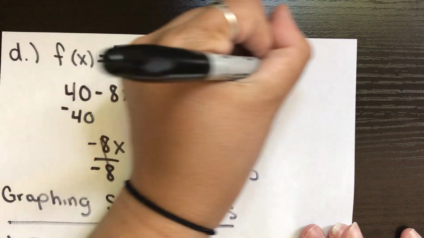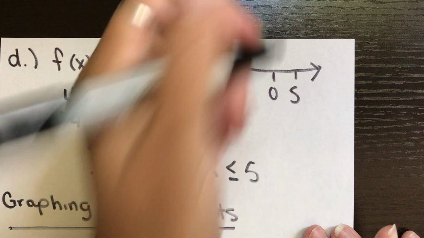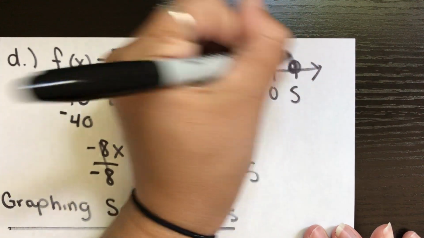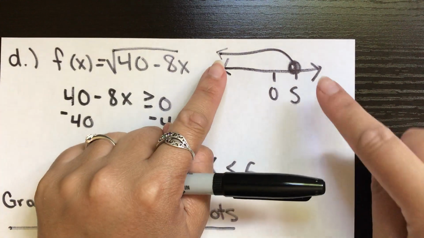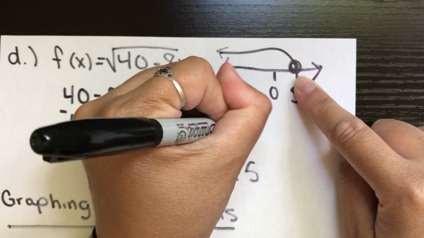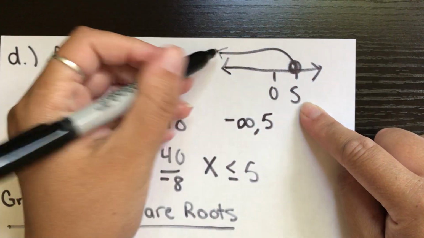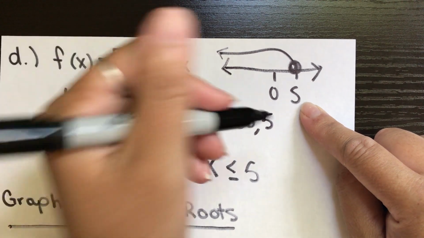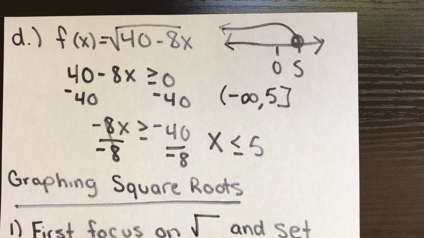I'm going to make a little number line over here. I'm going to put my 0 and I'm just going to put 5 in. I have a solid circle on 5 and I want less than, so I'm going to the left. I take my 2 fingers, left and right. My left finger is on negative infinity. My right finger is on 5. Negative infinity gets a parenthesis and the 5 gets a bracket. And that would be your final answer in interval notation. So that's how you find domain restrictions.